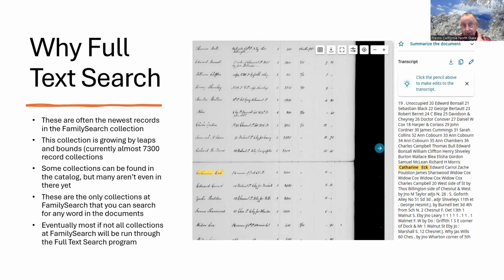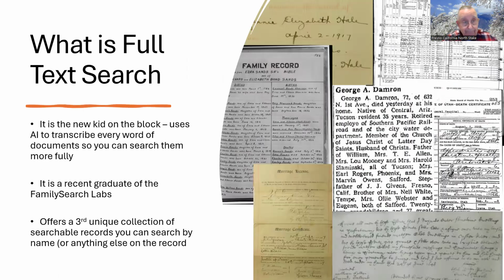And I think, this is Bob speaking, eventually I think most all collections will be run through full text search. And this will become the main place you'll go to search for most records. They'll all be over here, or most all of them. Okay, so this is the new kid on the block. It uses artificial intelligence to transcribe every word. It used to be in research labs, but it's just graduated, now has its own standard location in FamilySearch.